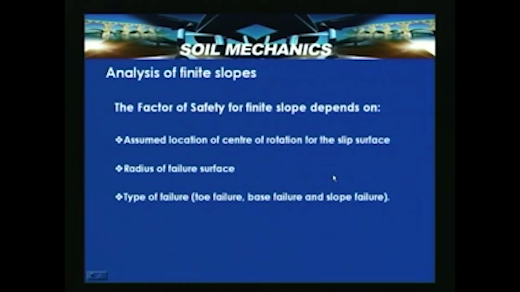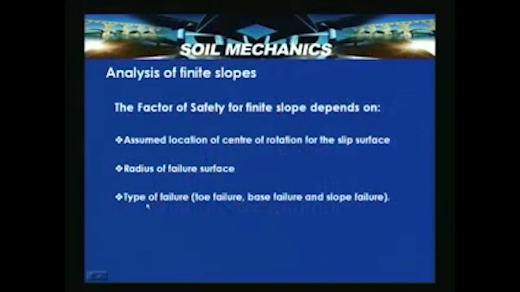In the analysis of finite slopes, the factor of safety for a finite slope depends on the assumed location of the center of rotation for the slip surface, the radius of the failure surface, and the type of failure, whether it is a toe failure, base failure or slope failure. There can be a number of locations of the centers and a number of surfaces. What we need to find out is the surface which gives the least factor of safety, which has to be determined for ascertaining a safe slope.